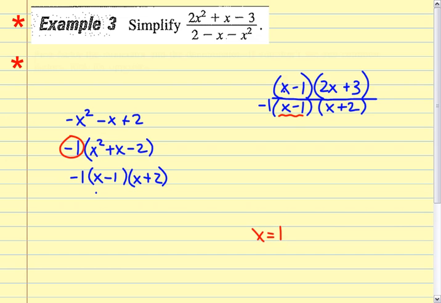Okay? All right. Well, that's true. Okay? What makes this one equal 0? Well, when x equals -2. So x cannot equal 1 or -2, or we'll have a fraction that's undefined. Okay? So, now that we've done that, now we are ready to cancel.